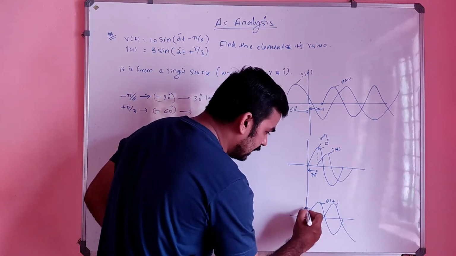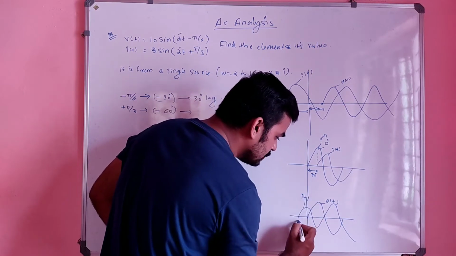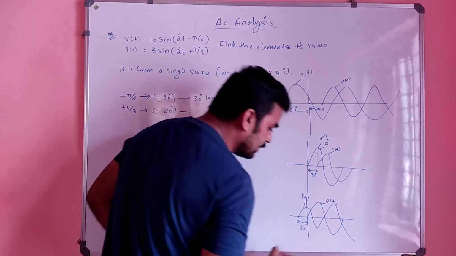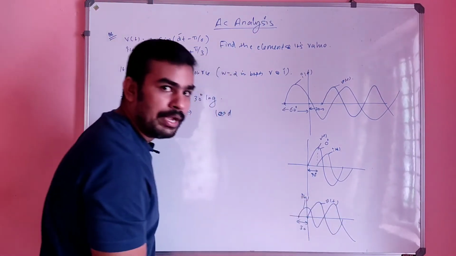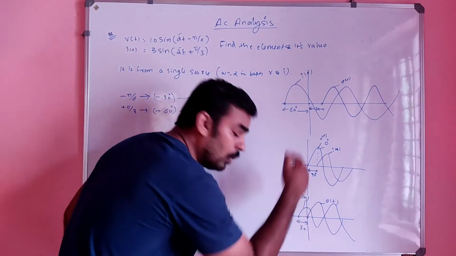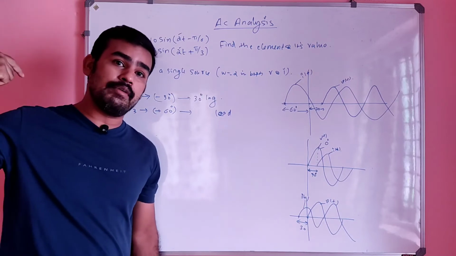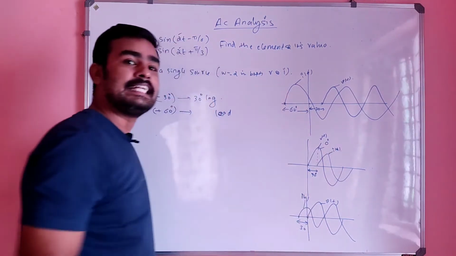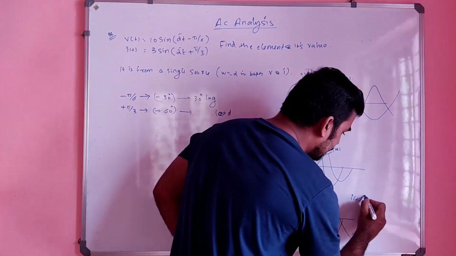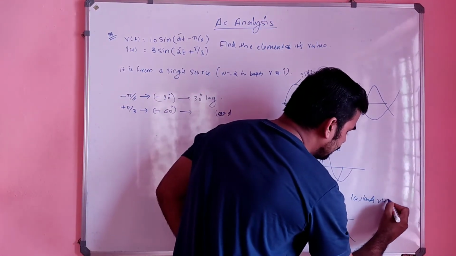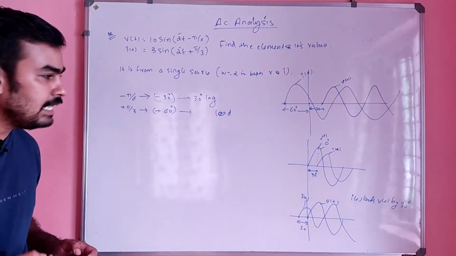I of t starts from here, no? Suppose this is 30 degree. Let me assume this is 30 degree. Which means V of t started from here, that reference point. Before that, I of t already started. Before how much angle? Before 30 degree from V of t, I of t already started. So in this case, I can say that I of t leads V of t by 30 degree.